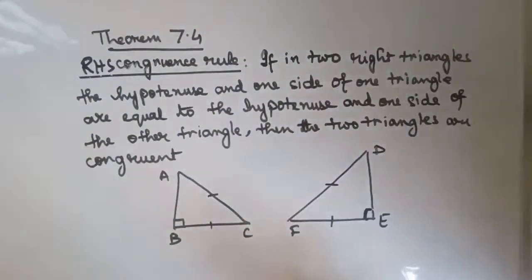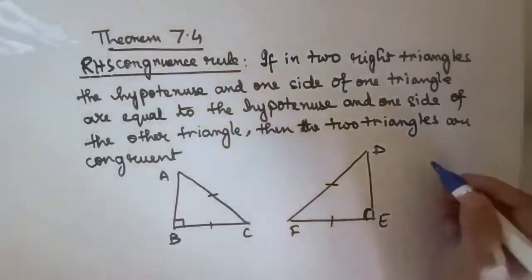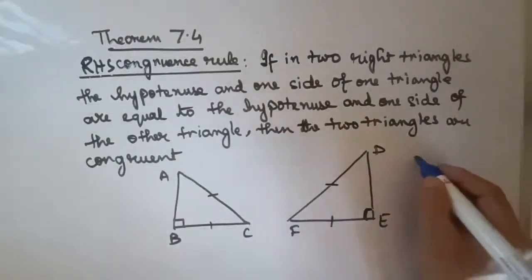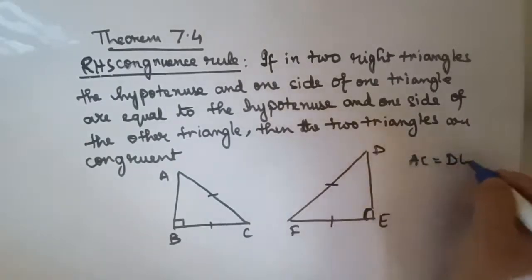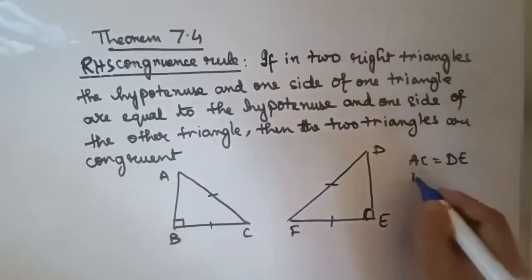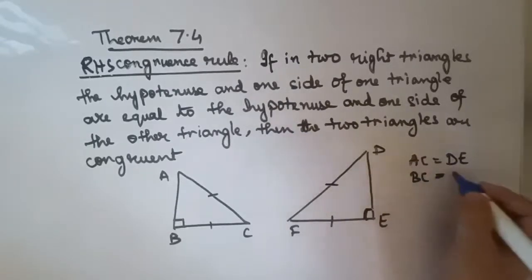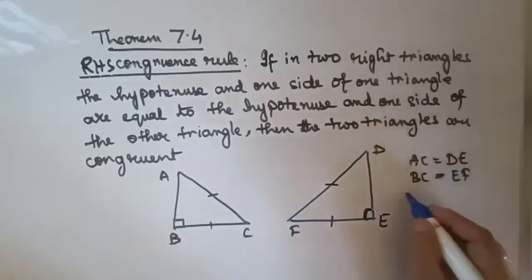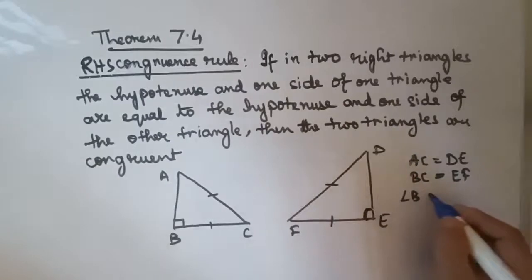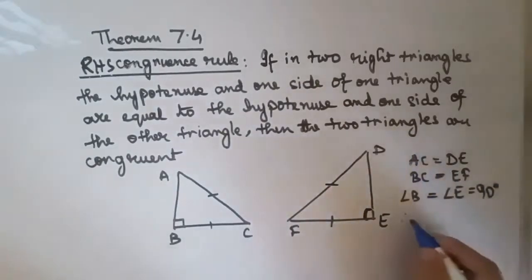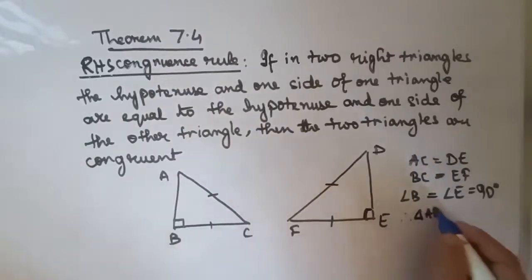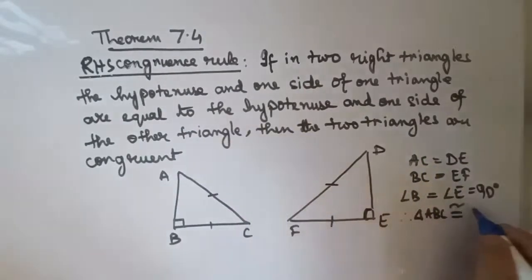So in these two triangles, triangle ABC and triangle DEF, hypotenuse AC is equal to hypotenuse DE, and side BC is equal to side EF, and angle B is equal to angle E, which is 90 degrees. So triangle ABC is congruent to triangle DEF.